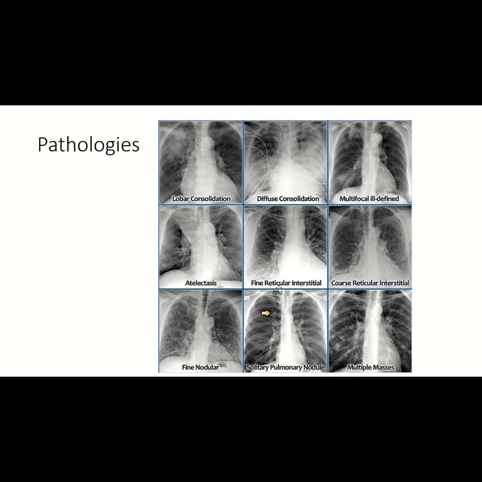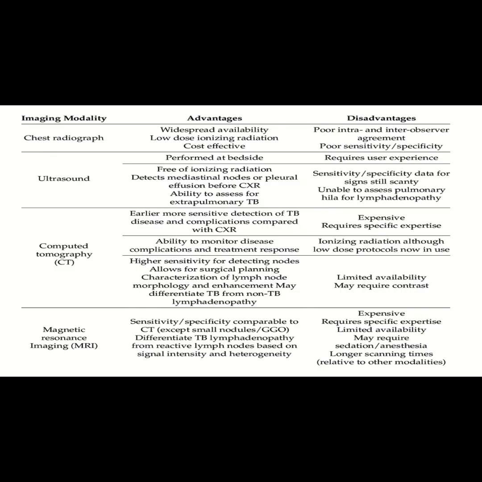Fine reticular interstitial. It's fine reticular interstitial fluid. Coarse reticular. As we can see, it is only located at the CP angles. Fine nodular and solitary pulmonary nodules like this in this chest X-ray, and multiple masses we can see in this X-ray. Further, how we can diagnose these pathologies and the function of the lung.